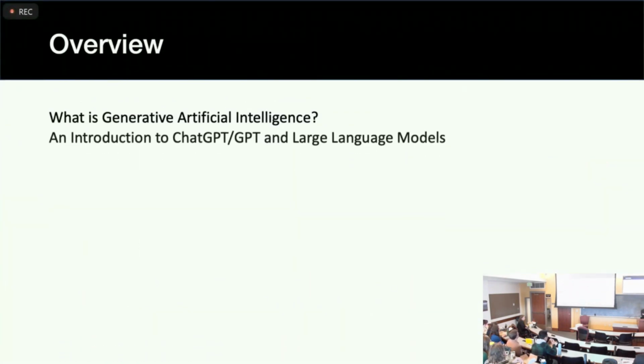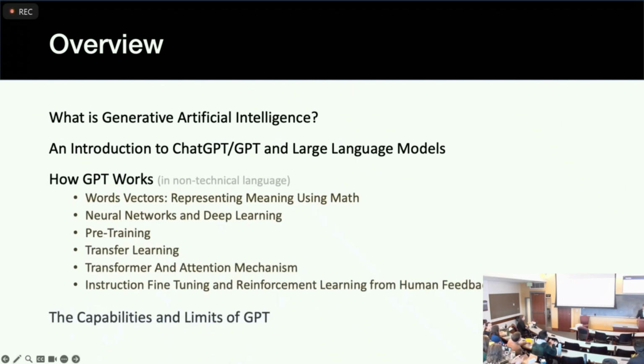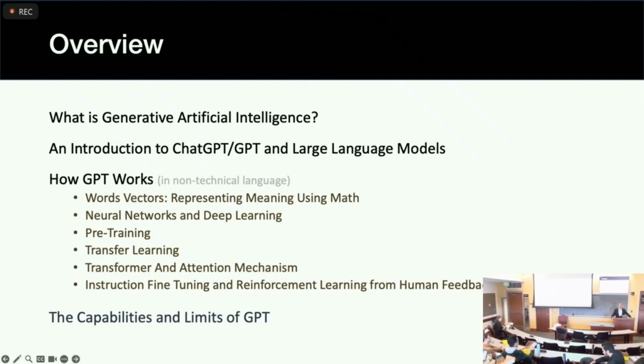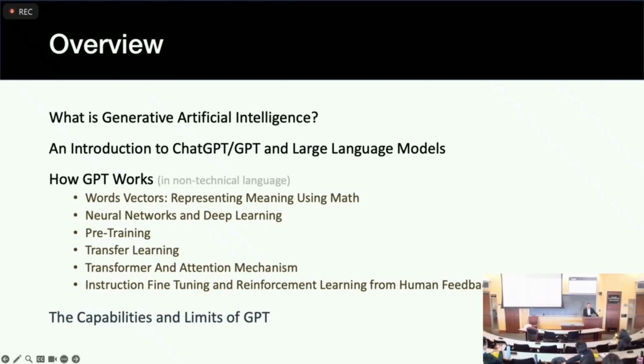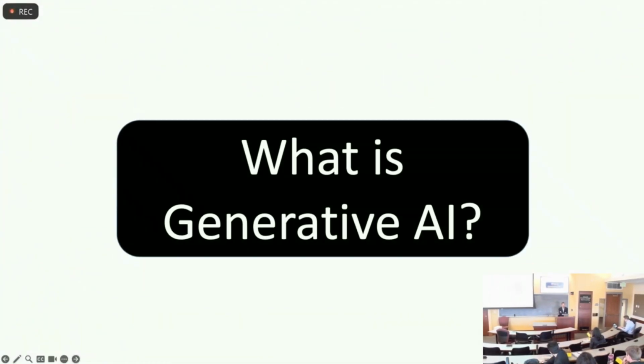What are we going to talk about today? So today we've got a lot to cover. We'll talk about what is generative artificial intelligence. We'll do an introduction to ChatGPT and large language models. Then we're going to see how GPT works. We'll look at word vectors, neural networks, pre-training, transfer learning, transformer and attention mechanism, instruction fine-tuning, none of which most of you know right now, but I'm going to explain this in really simple language. So hopefully when we come out the other side, non-technically oriented students will have a sense about how this amazing technology works. And please hold all questions to the end, because we've got a lot to go through. So let's start right out.